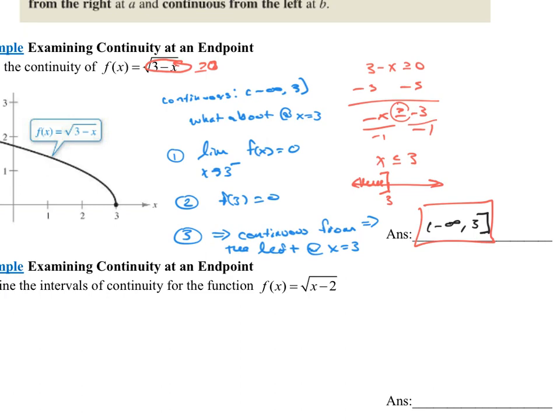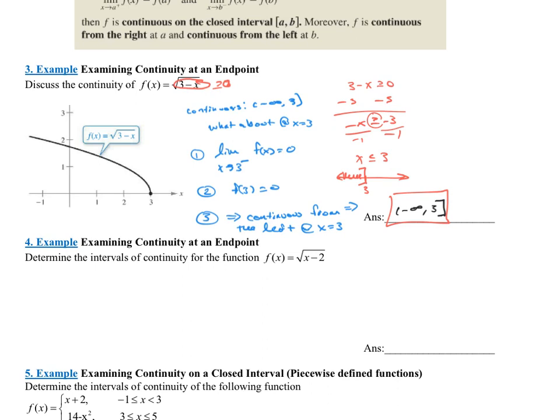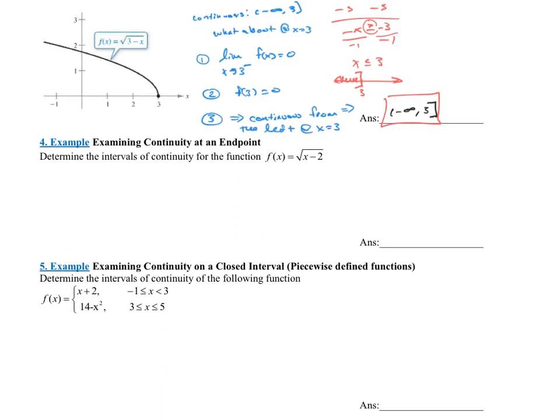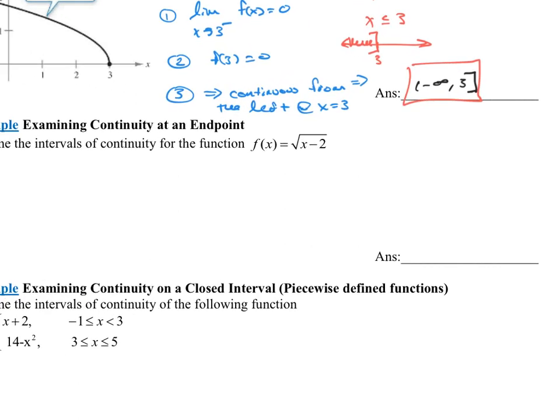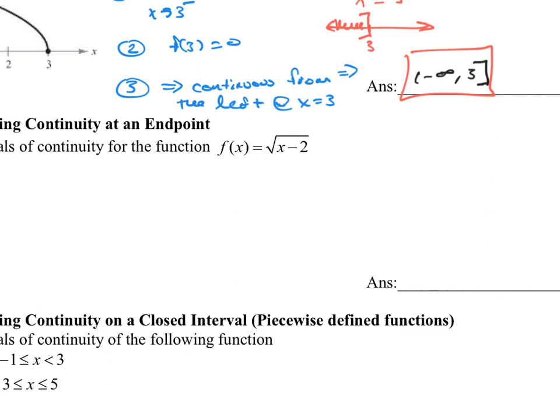So essentially this bracket, as far as we're concerned in this class, is only going to be used when we're dealing with radicals, when we have a one-sided limit and the function doesn't exist on the other side. So let's do that exact same strategy in example 4. It says determine the intervals of continuity of the function f of x equals the square root of x minus 2.